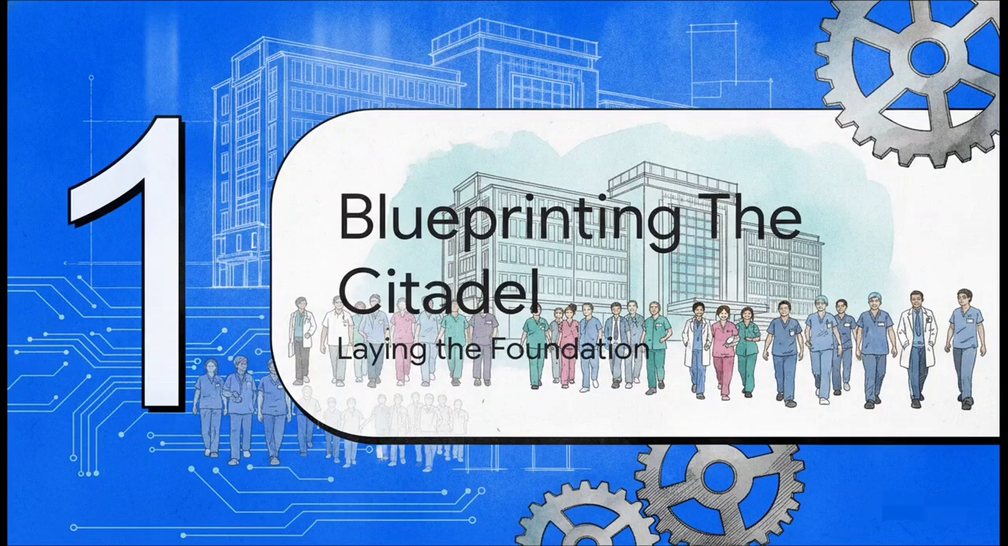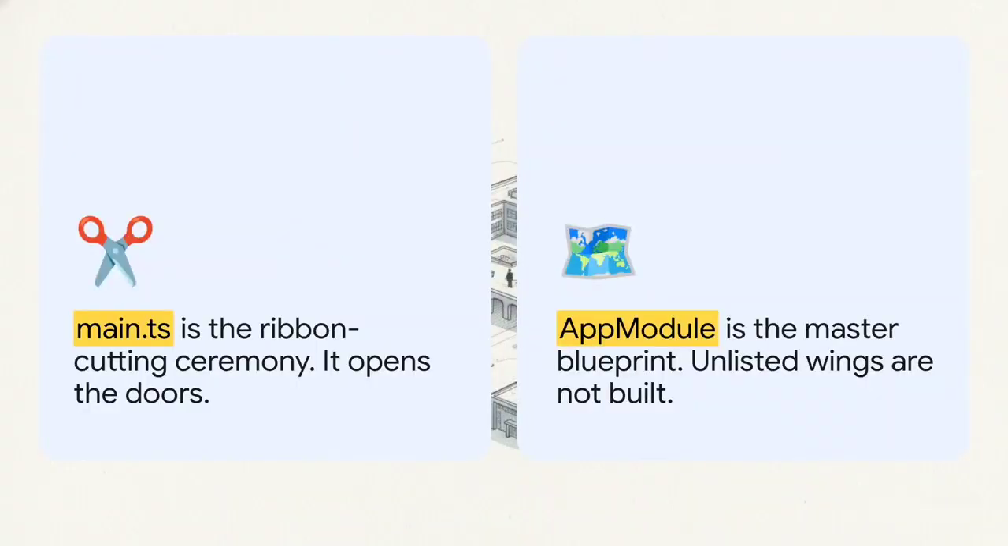Laying the foundation. Before we can even think about opening the doors to our very first patient, we have to actually build the hospital, right? We need to define exactly what wings exist and, of course, hire our staff. Every great building starts with a plan. In NestJS, your main TS file is essentially your ribbon-cutting ceremony. It's that grand moment. The mayor cuts the tape and says, "This building exists," and the doors are officially open on port 3000.